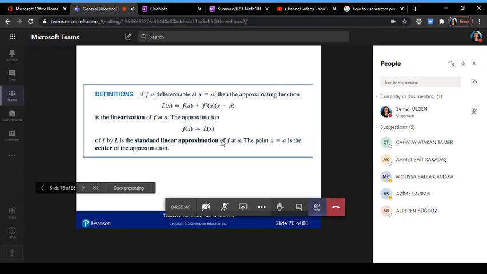Let's say mx plus n, a linear function, a line equation. And where do we get that? We get it from the tangent line equation. So this right hand side is actually the tangent line equation at a. We just call it L(x). So everything is actually reasonable.